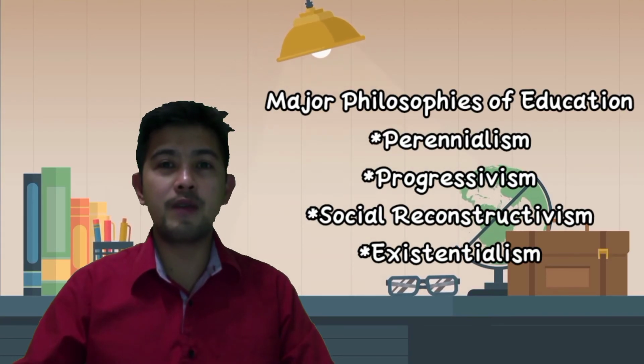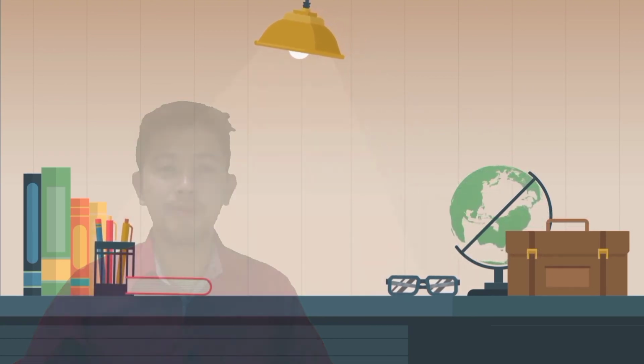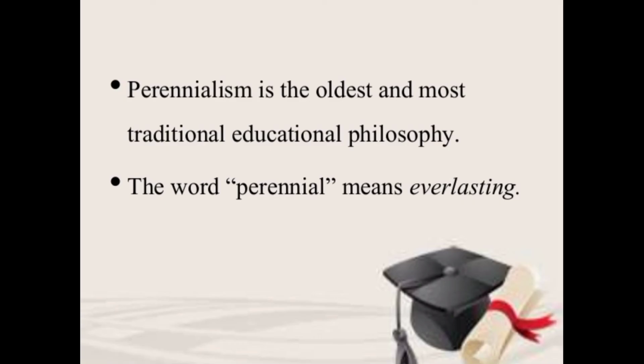Major philosophies of education: Perennialism, Progressivism, Social Reconstructivism, Existentialism. Perennialism: to develop the mind of rational beings to control our emotions. Perennialists urge the students to read the great books and develop their understanding of the philosophical concepts that underlie human knowledge.